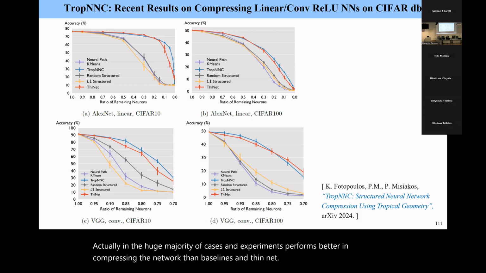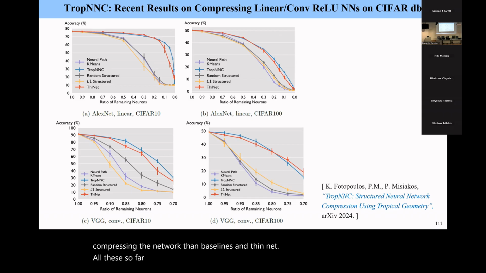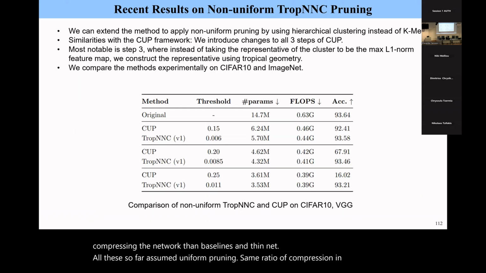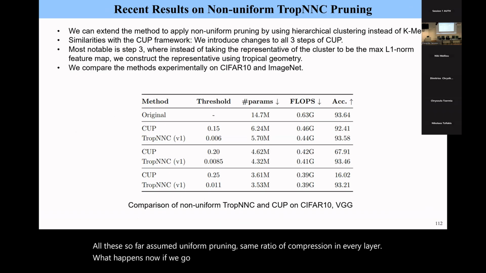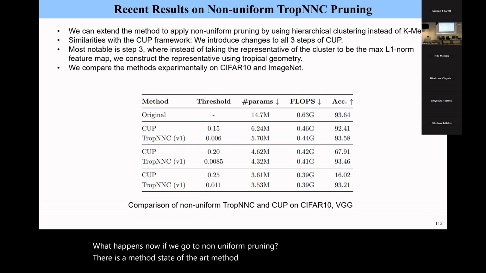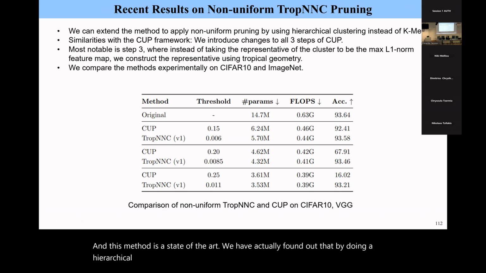All this so far assumed uniform pruning, the same ratio of compression in every layer. What happens now if we go to non-uniform pruning? There is a state-of-the-art method called CUP. We have actually found out that by doing hierarchical clustering instead of k-means on each layer, we can extend the previous method to non-uniform pruning.